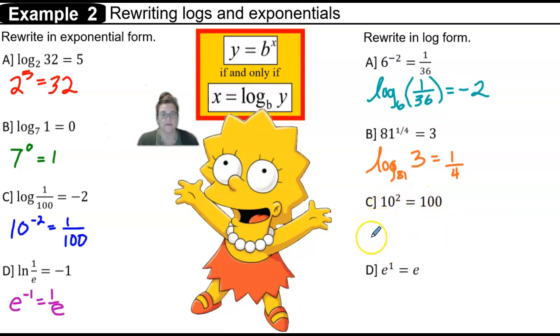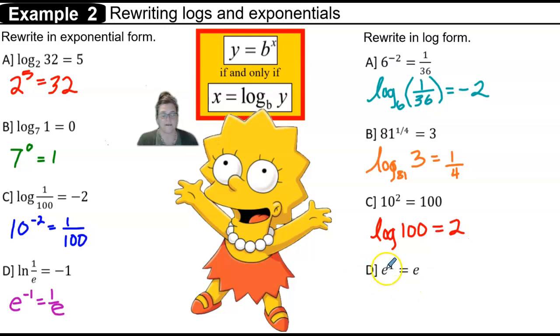Okay, next we have 10 to the 2nd power equals 100. Remember, a base of 10 is a common log, and so we don't need to write the base. We just write the word log, and it's assumed to be a base 10 if we don't write it. Then the argument of our log is the answer, which is 100. So the common log of 100 equals the exponent, which is 2.